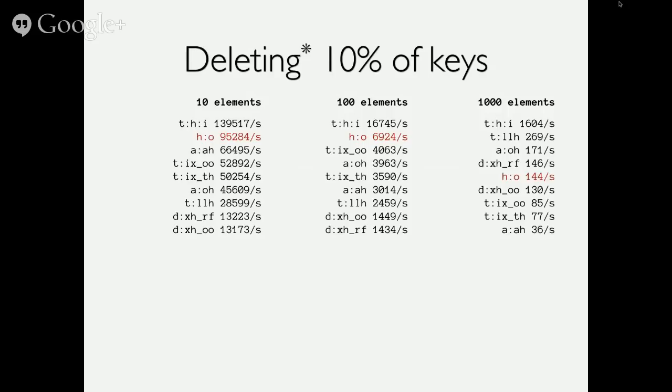Hash ordered does pretty well. It's actually not too bad. Hash ordered, which is the one I wrote, does pretty well at small sizes and then falls off the cliff as we get up to 1,000 elements because it's having to do a linear search on the array to find the key to splice it out. Array as hash does OK up here, dies down here.